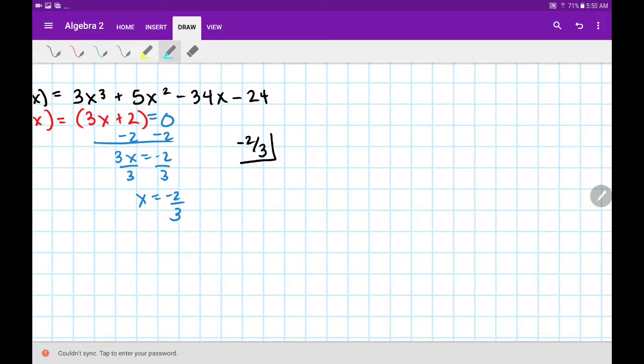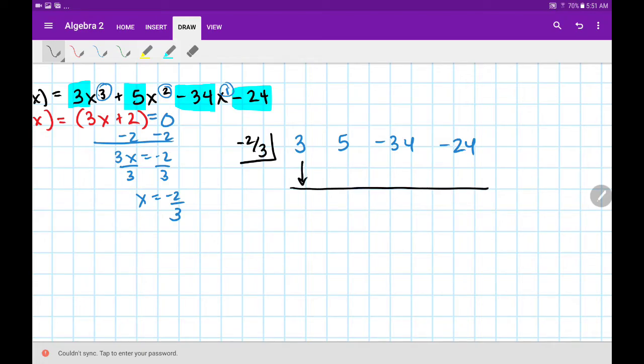All right, next. We need to list out our coefficients. That's 3, positive 5, negative 34, and negative 24. We don't need any placeholder zeros because it goes 3, 2, 1, and then nothing, and they're all in order. Cool, so let's get started. First step, we'll bring down the 3 as always. Now 3 times negative 2/3, I'm going to show that work off to the side. These will cancel and give me negative 2 over 1.